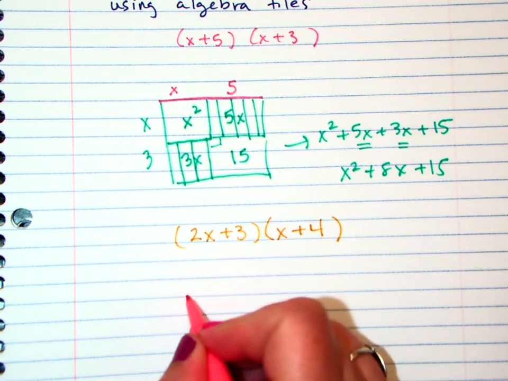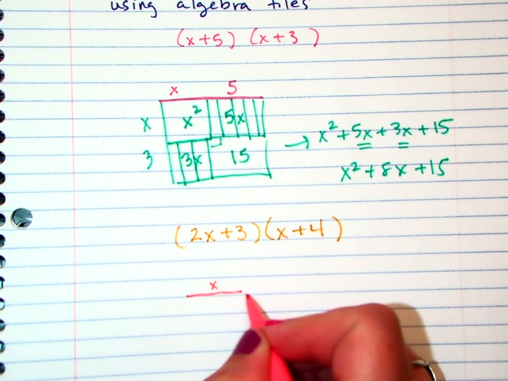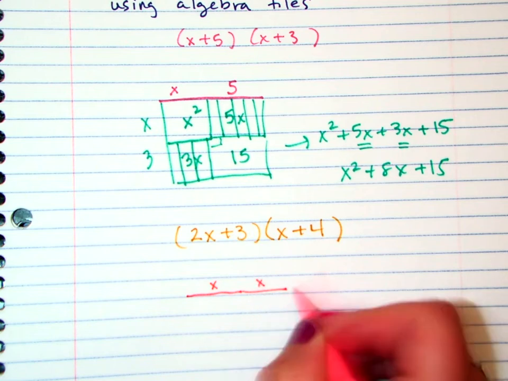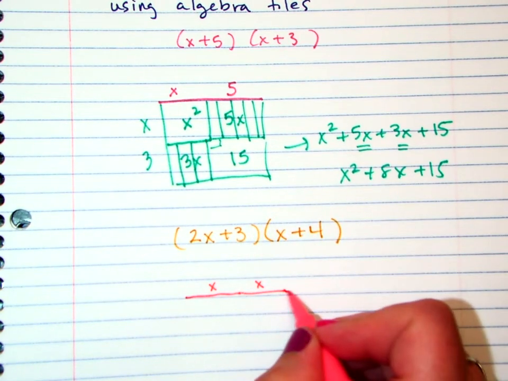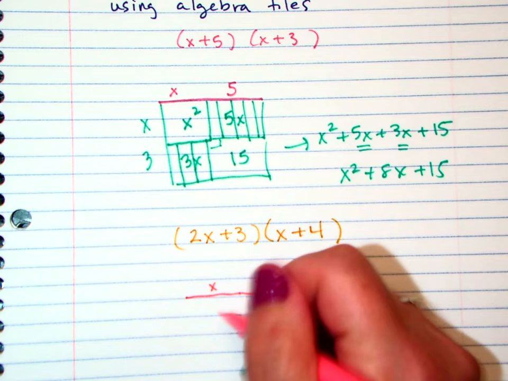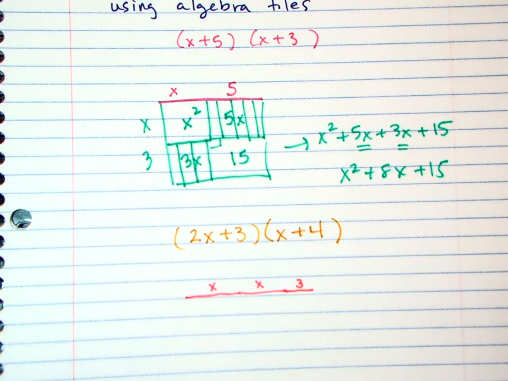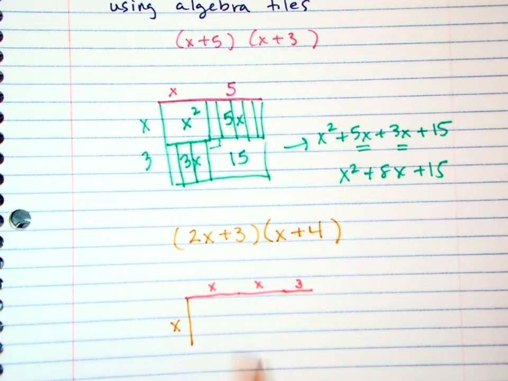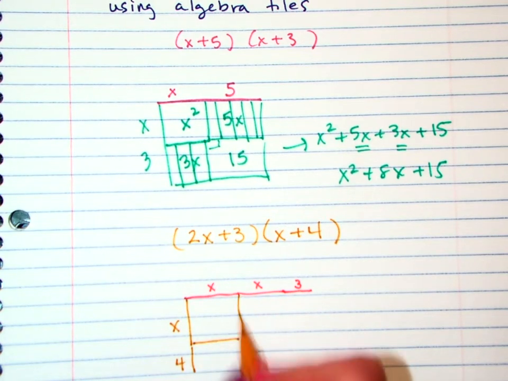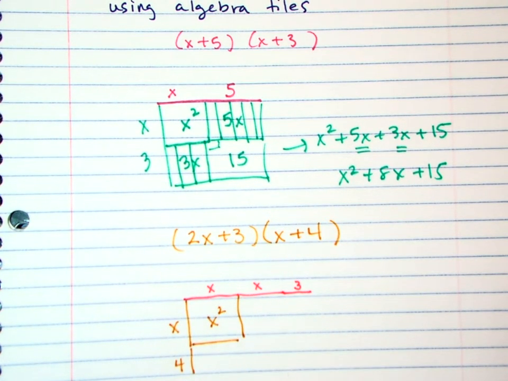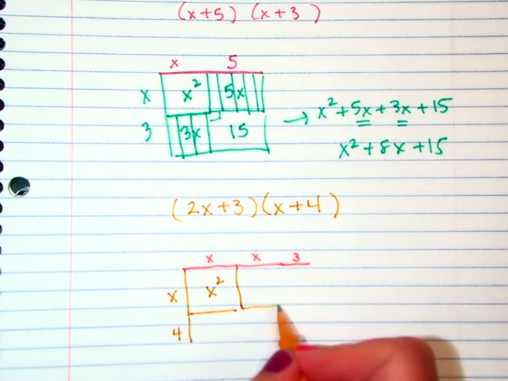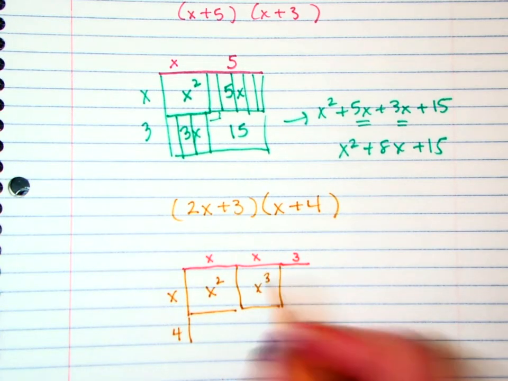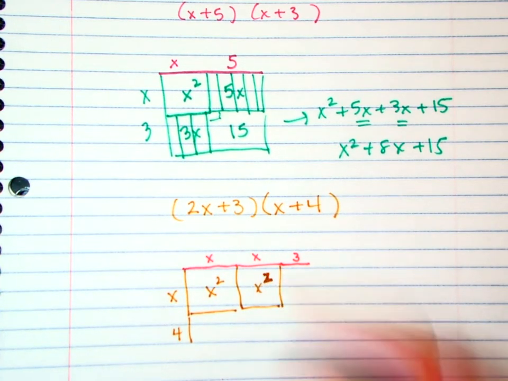So I have 2x, so I have an x and another x. And then I have 3, so I'll go 1, 2, 3. So there's my 3. And then here I have an x, so over here I have an x, about the same distance as those. And then I have 4. So you can see the x by x would be x squared, and this other x by x would also be x squared.